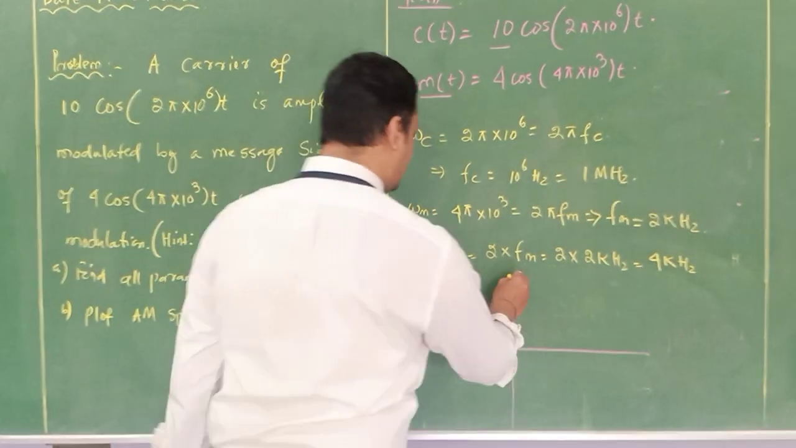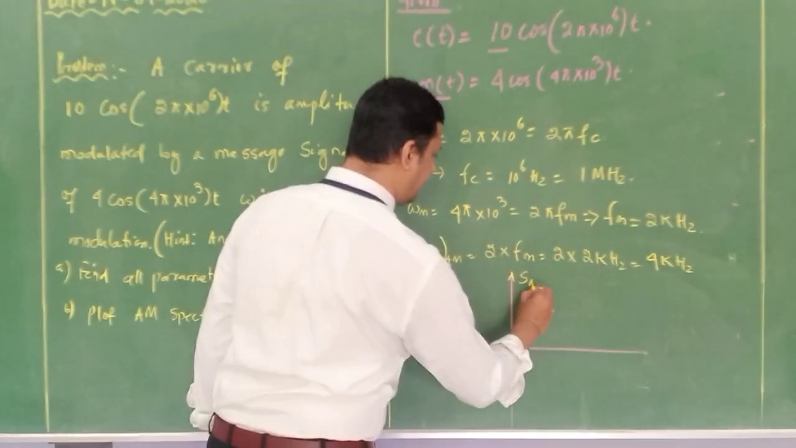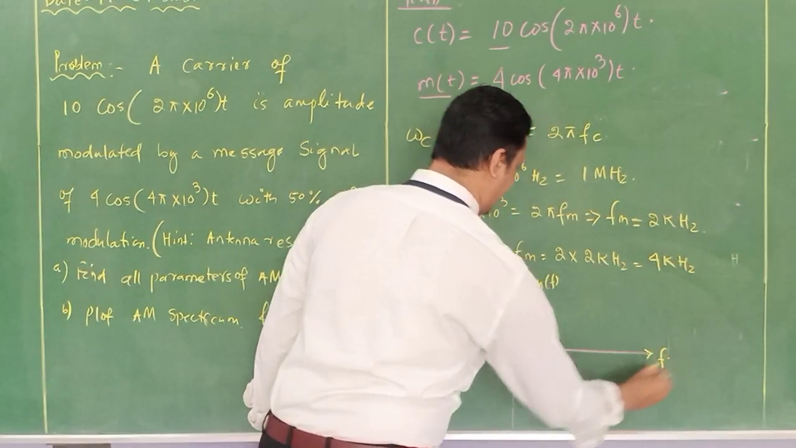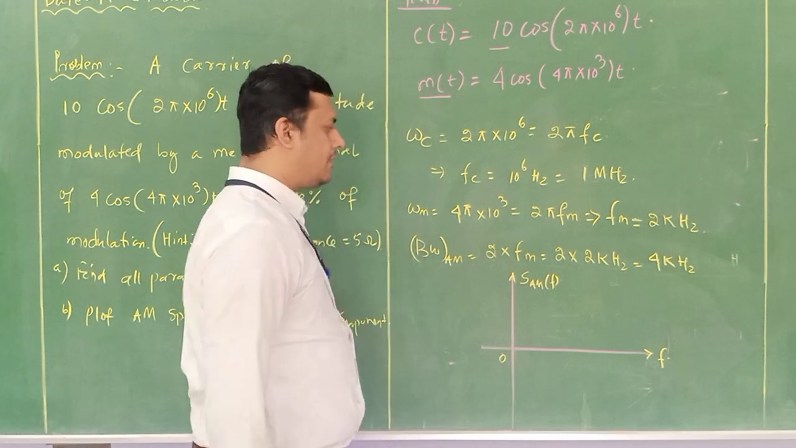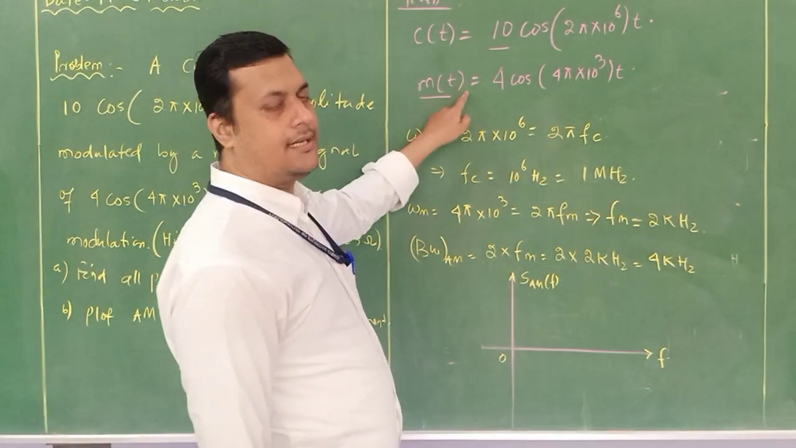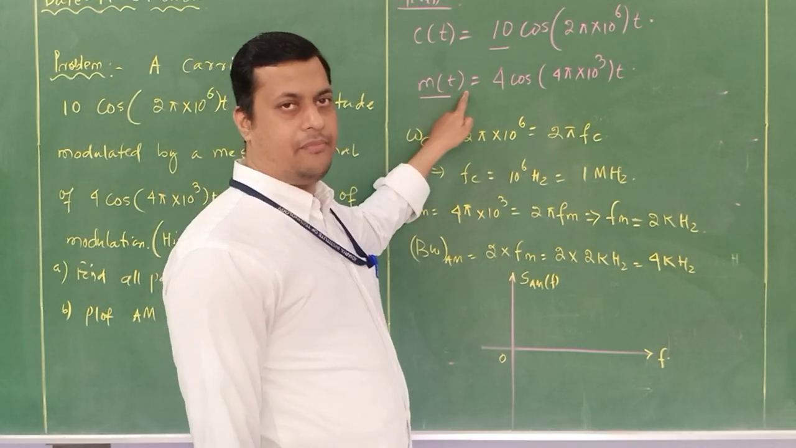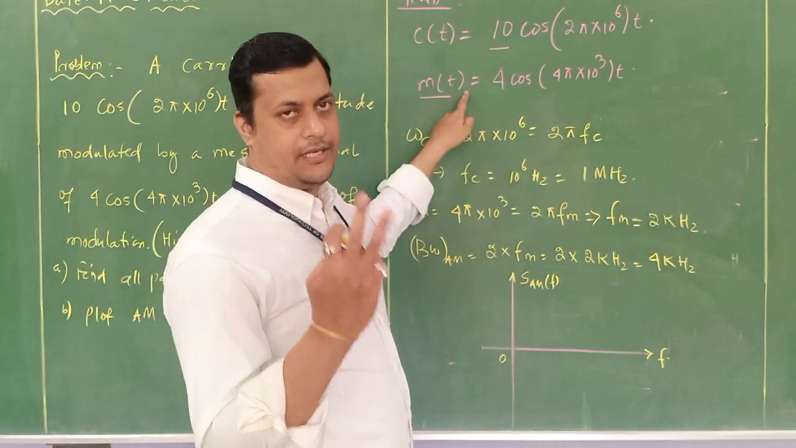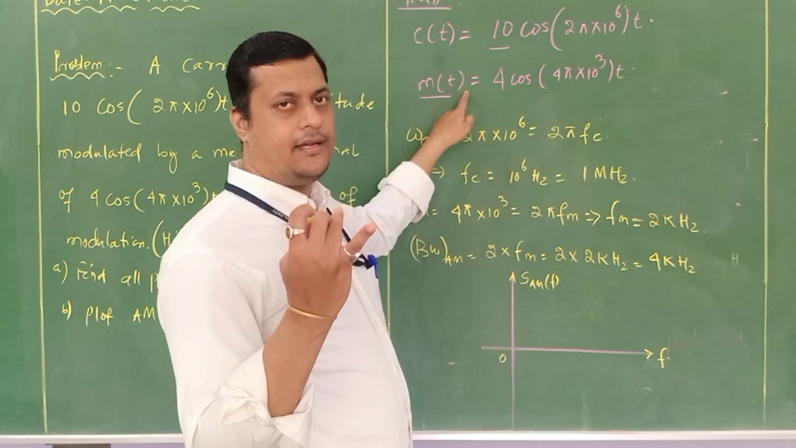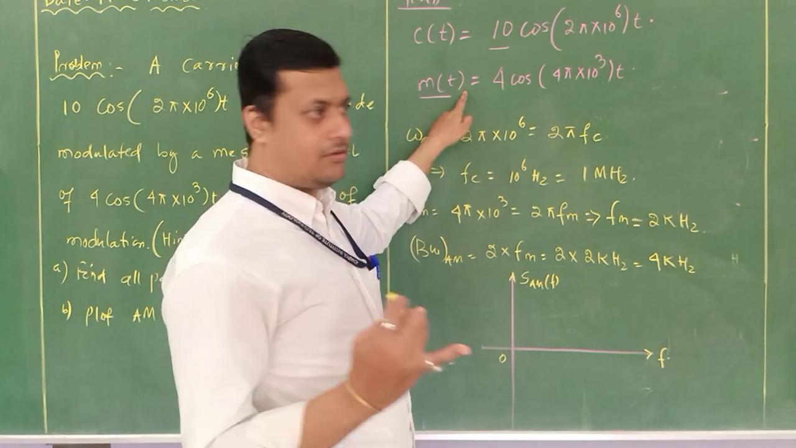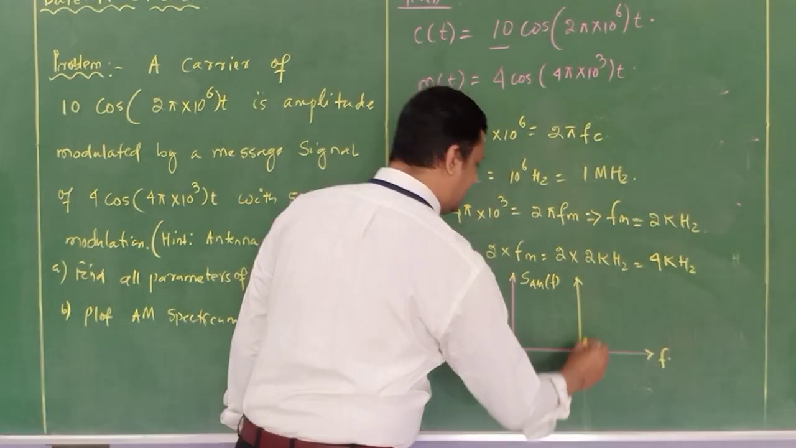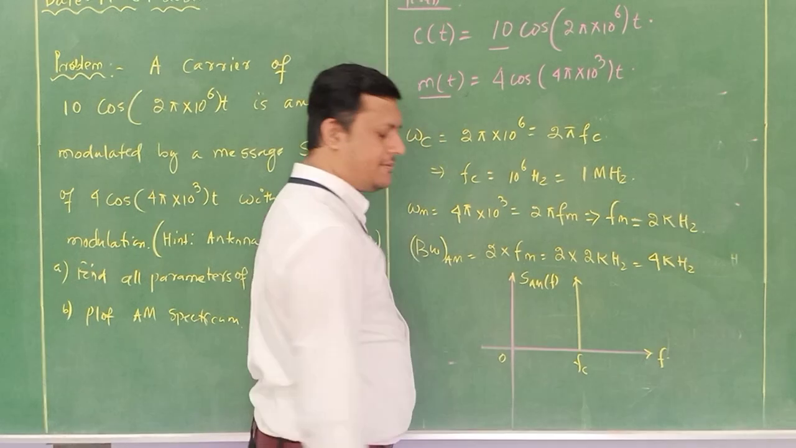Okay, so this is S suffix AM of f, and this is f, and this is 0. Now the spectral components of AM: since it is a single tone, how many spectral components will there be? Three spectral components will be there. First one is the carrier, second one is the lower sideband, and the third one is the upper sideband. Okay. So first I am representing the carrier component. So this is my carrier Fc.